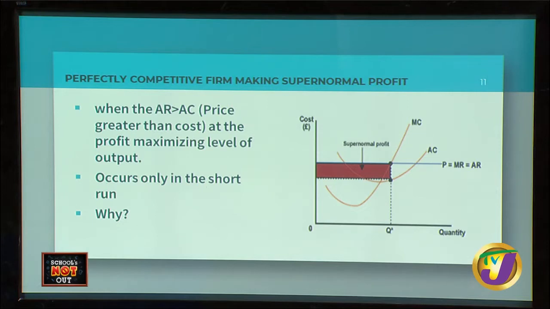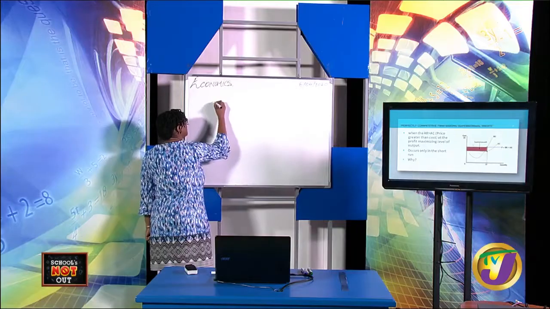Now, let me just take you to the board, because sometimes students don't understand how we achieve or how we draw this diagram.